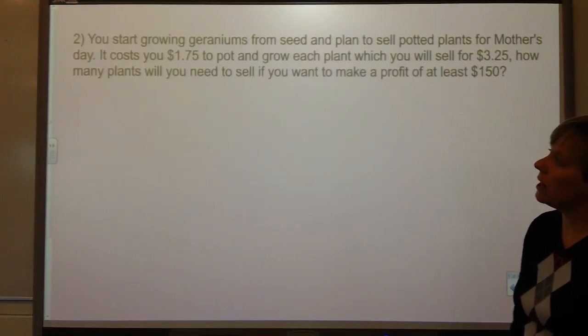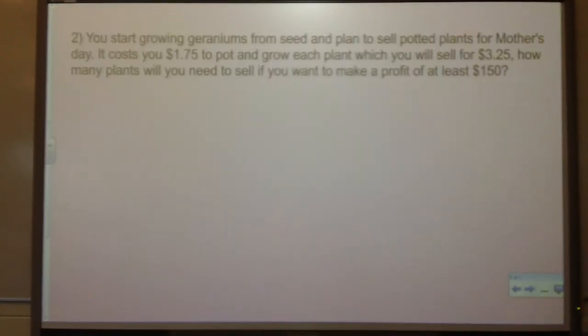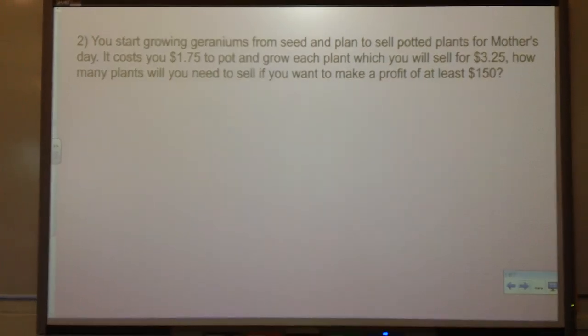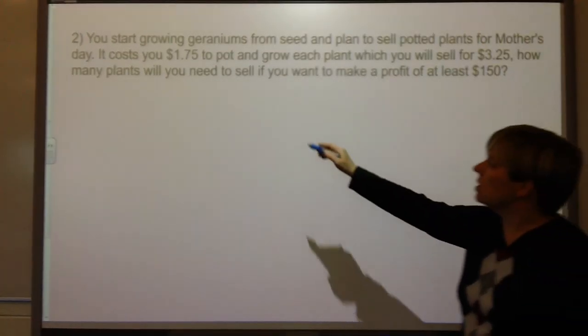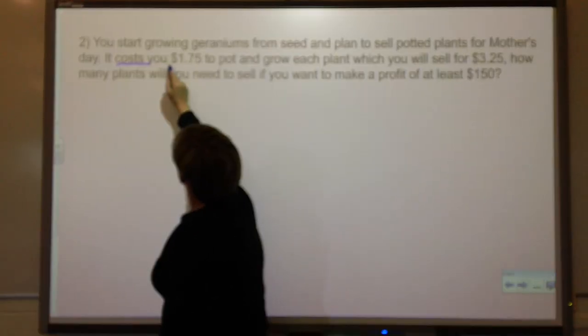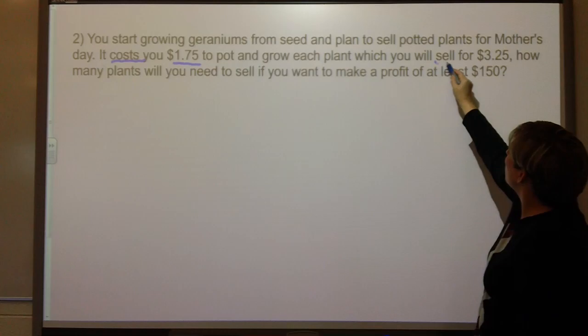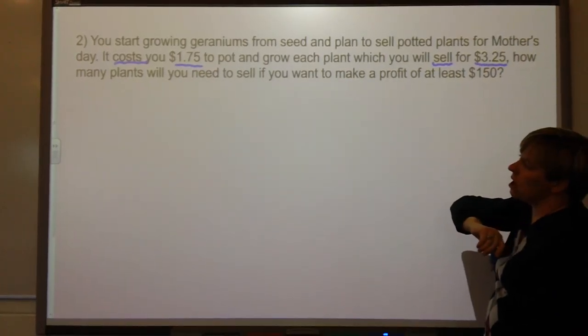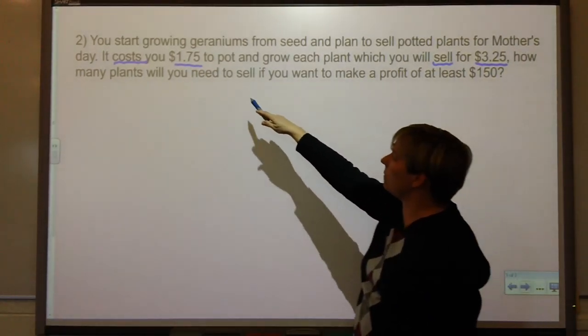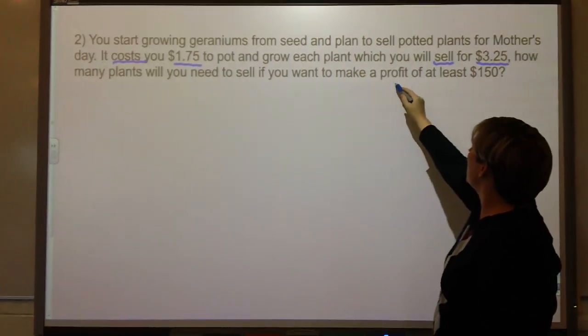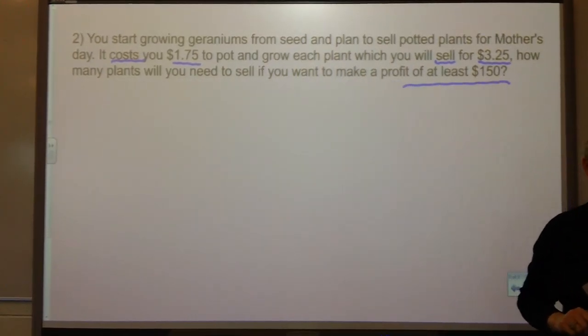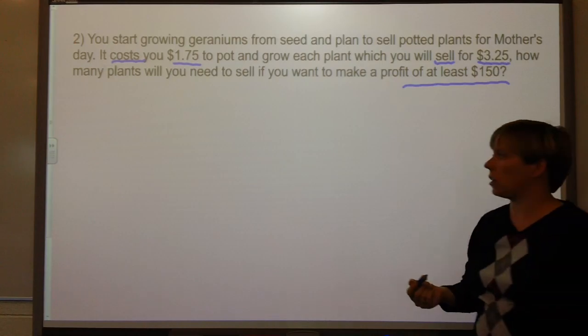Second one, you start growing geraniums from seed and plan to sell potted plants for Mother's Day. It costs $1.75 to pot and grow. So my costs are $1.75 per plant, and I'm going to sell them for $3.25. I want to know how many I need to sell if I want to make a profit of at least $150. So I need to write my inequality first.